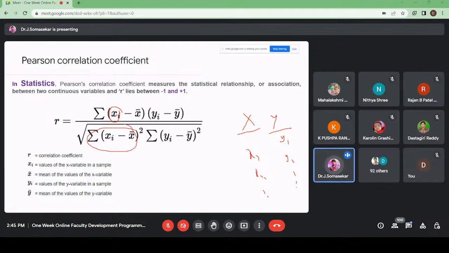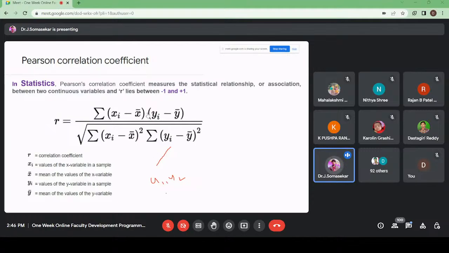this is called the standard deviation of the variable x. This is called the standard deviation of the variable y. So this is the basic idea for the correlation coefficient between two variables. The same thing I'm going to apply for two users. Let us assume u1, u2, user 1, user 2.